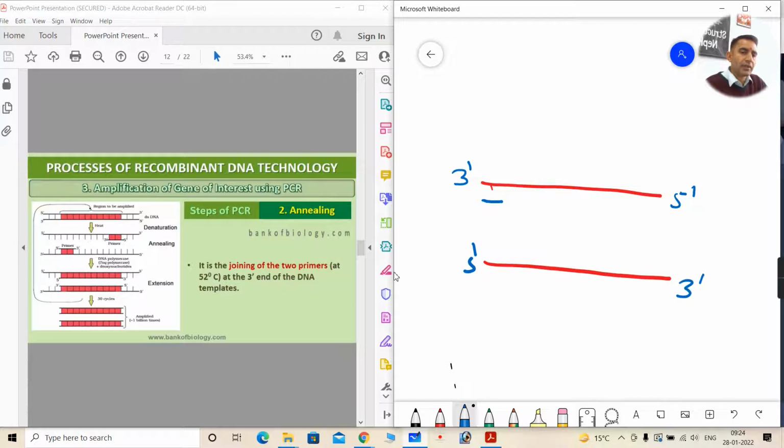What should be the polarity of the template strand? That must be 3' to 5' for the replication process to start. It will be joining on the 3' ends of the template strands. We have studied this thing earlier. So what is happening here? We have added the two DNA primers on the 3' end of these two template strands of the desired DNA. Okay, this much is done. This process is known as annealing.